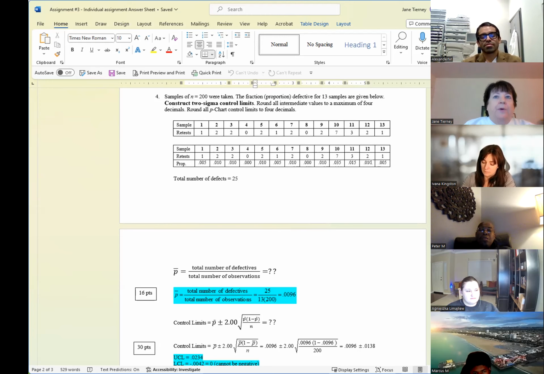And then we're going to add up all the defects. We found there's a total of 25 defects. If we add 1 plus 2 plus 2 plus none plus 2 plus 1, 2, 0, 2, 7, 3, 2, and 1, it's 25.